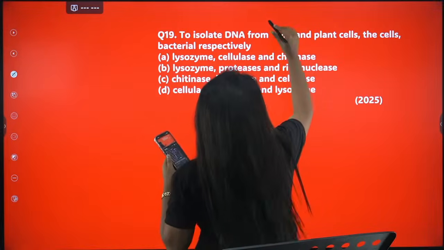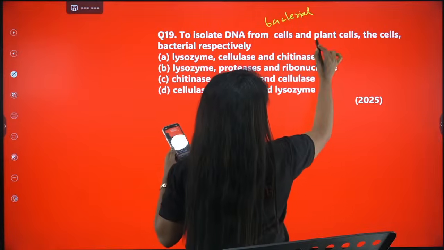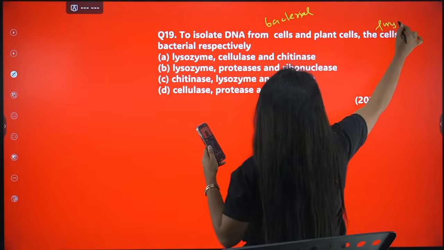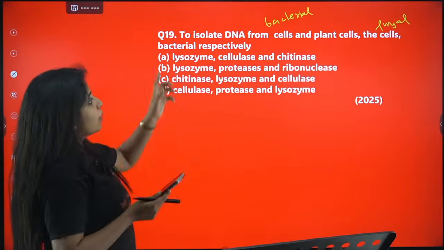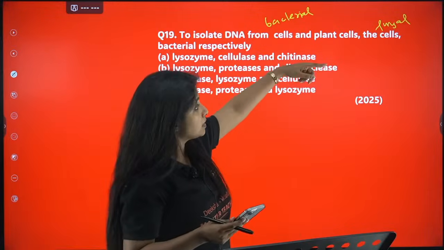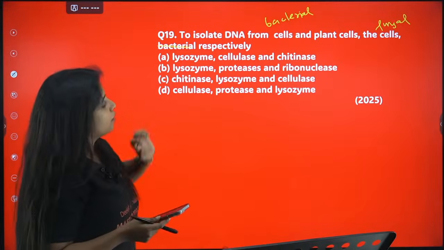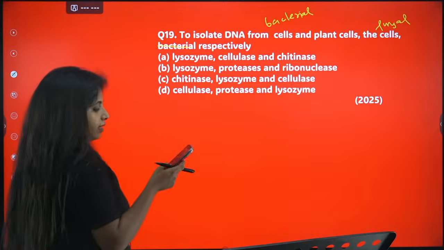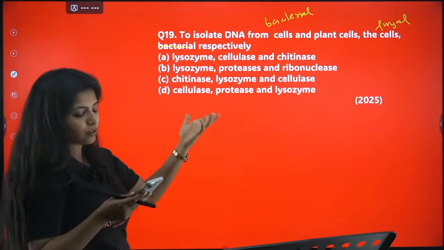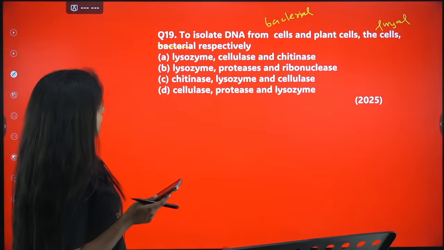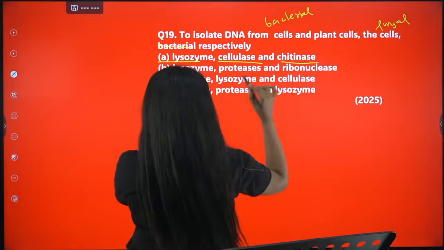Okay, let me take the question on isolating DNA from bacterial cells, plant cells and fungal cells. Now tell me the answer. What is the answer for this question? To isolate DNA from bacterial cells, plant cells and fungal cells, what would be the answer? Actually it was mixed, but either way you will get to understand. 19th: A, lysozyme, cellulase and chitinase.